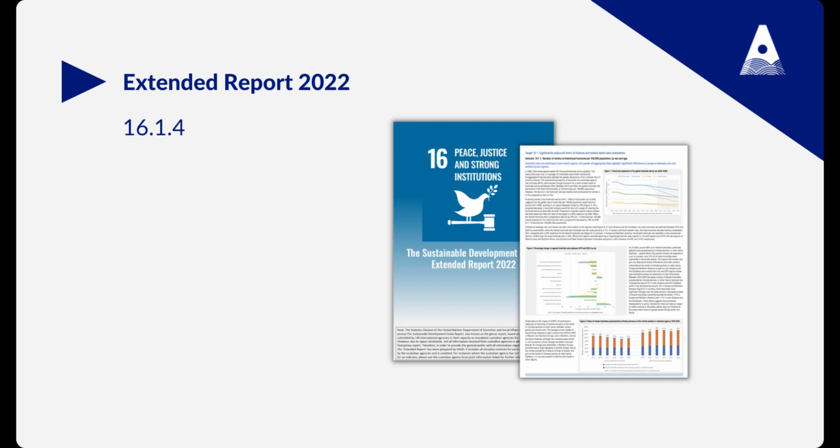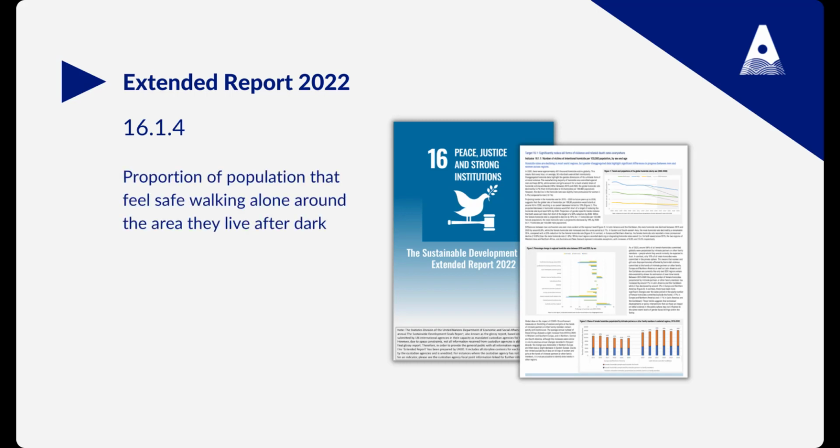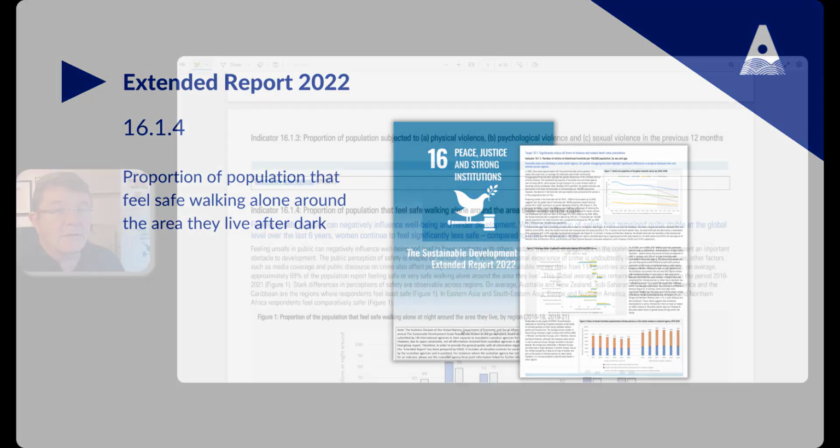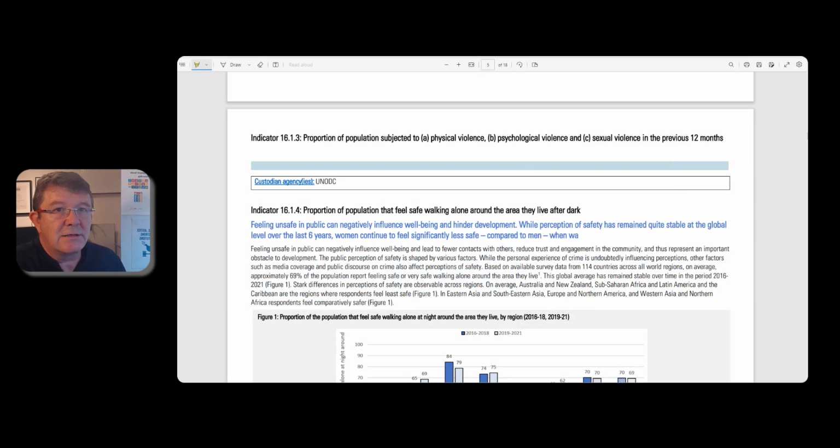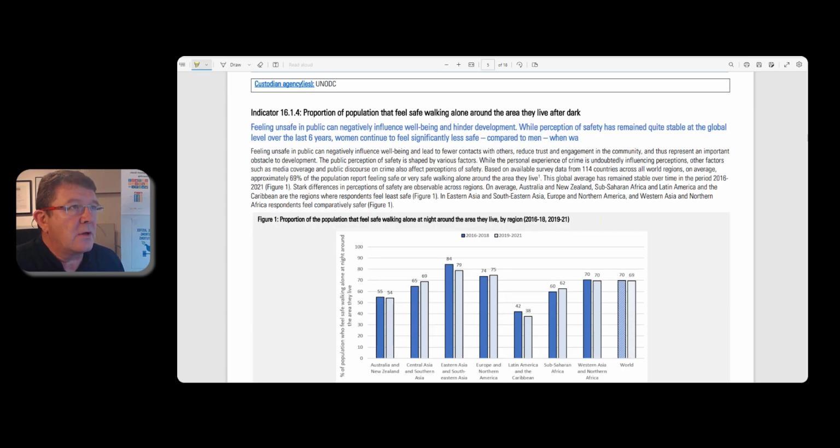Indicator 16.1.4, proportion of the population that feels safe walking alone around the area they live after dark. This I find a very interesting set of statistics. So feeling unsafe in public can negatively influence well-being and hinder development. While perception of safety has remained quite stable at the global level over the past 6 years, women continue to feel significantly less safe compared to men when walking alone in the area in which they live after dark. Some interesting statistics there.